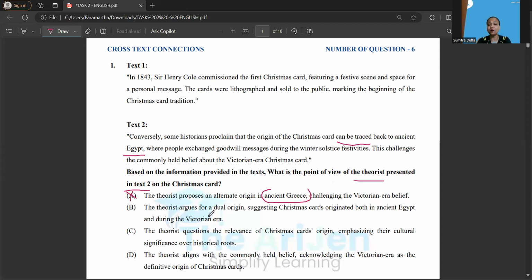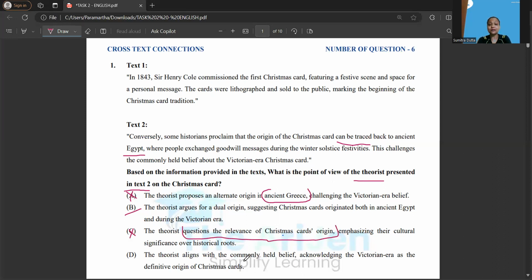Number B, the theorist argues for a dual origin, suggesting Christmas cards originated both in ancient Egypt and during the Victorian era. Yes, the theorist actually argues. We can keep number B in hand and move to number C. The theorist questions the relevance of Christmas card origins, emphasizing their cultural significance over historical roots. No, never. The theorist does not question the relevance of Christmas card origin. They actually purported some of their belief on some research that Christmas cards can be traced back to Egypt. Number C cannot be the option because there is no point of this particular thing.